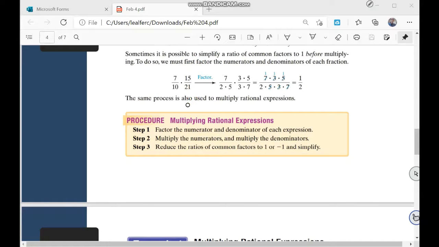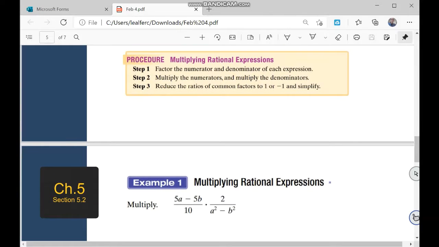And there's a step by step. The first step, to make things easier later when you simplify, you first factor out all the numerators, you factor out all the denominators before you think about the multiplication. Factor out and break down into the simplest factors that you can. Then step number 2, multiply the numerators, multiply the denominators, and step number 3, reduce the ratios of common factors. That means simplify.